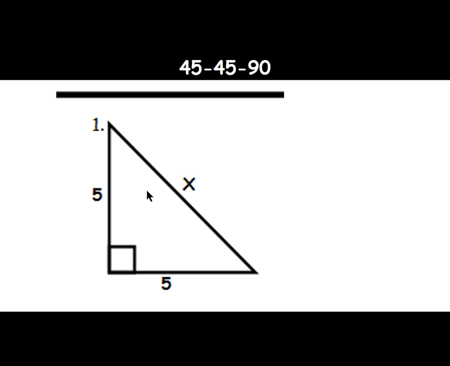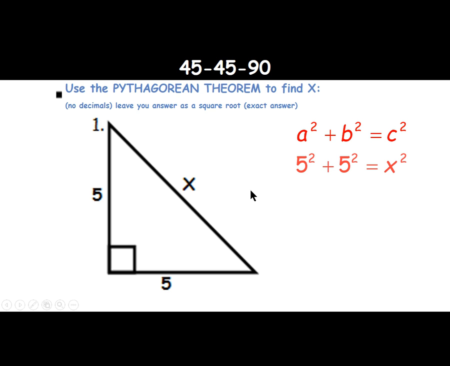Here, if we asked you to use the Pythagorean theorem to find x, you'd set this up and say 5 squared plus 5 squared is equal to x squared. 5 squared plus 5 squared, then take the square root. You're going to end up with the square root of 50. Now, you can turn that into a decimal. It's like 7.1.